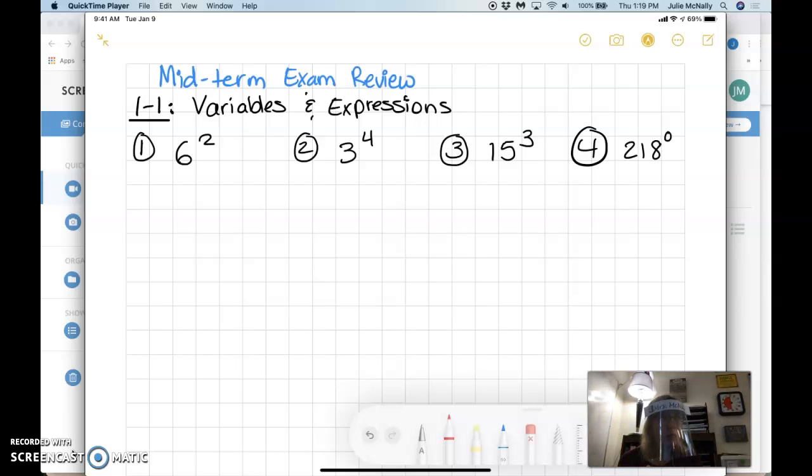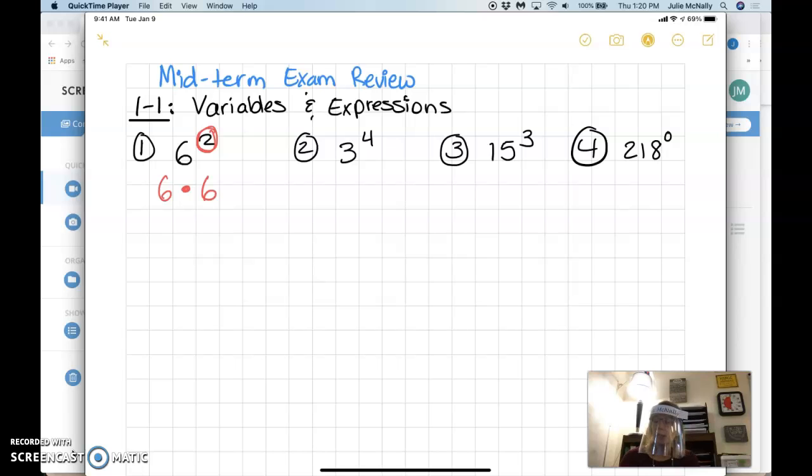So we're dealing with exponents. What do exponents mean, really? You have the base number, and you multiply 6 times 6 by itself, and then this exponent tells you how many times to do that. So this is basically saying multiply 6 by itself 2 times. And what is 6 times 6? 36.